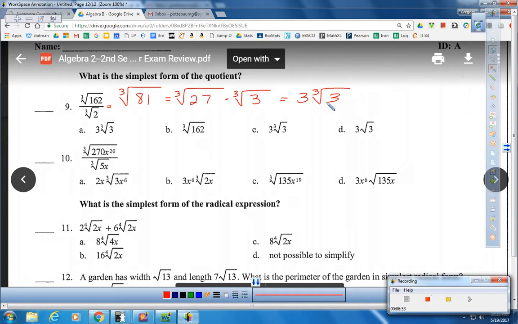Now we have two answers here. If this were to happen on your final exam, we would just pick the first one. So in this case, we're going to pick A. Okay? All right, let's look at number 10. And we'll ignore C.